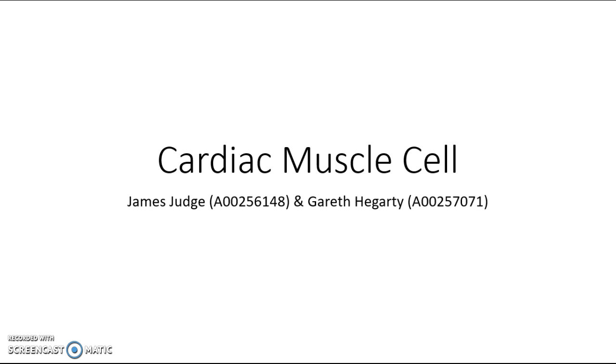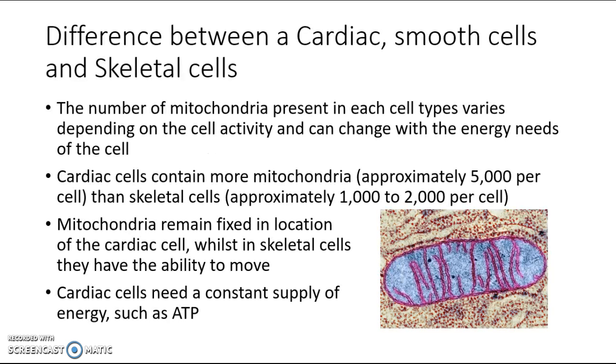So the first thing we're going to look at is the difference between a cardiac cell and a skeletal cell. The main one is that the cardiac cell will contain a lot more mitochondria than the skeletal cell will. This will usually be around 5,000 in a cardiac cell, whilst a skeletal cell will contain around 1 to 2,000. The reason is that a cardiac cell, because it contracts, will need a lot more ATP, a lot more energy. Hence the need for more mitochondria to meet this demand for energy.